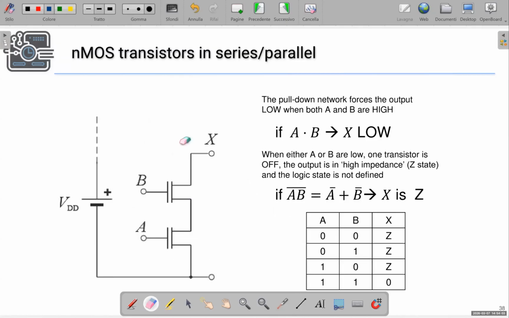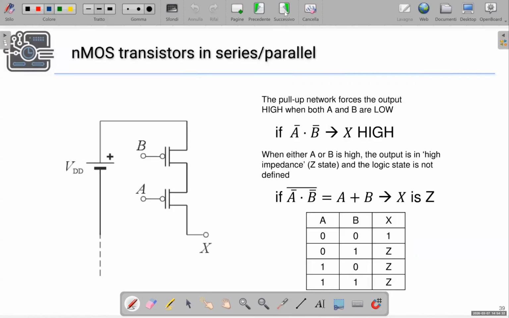The idea is to include in the CMOS gate a pull-up network that connects the output node to the supply only in the cases in which the pull-down network does not connect the same output node to the ground. We will see in a moment how to do this. Let's go on with our overview of structures consisting of MOS transistors in series and in parallel.